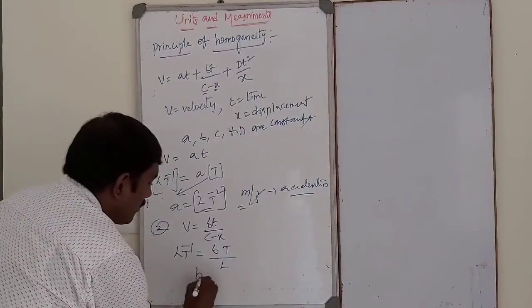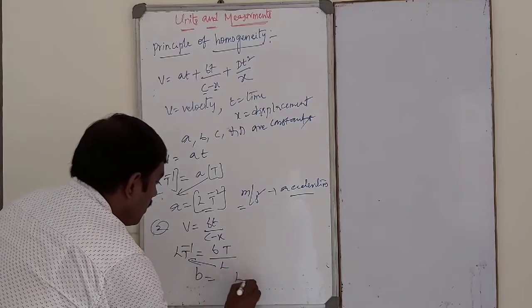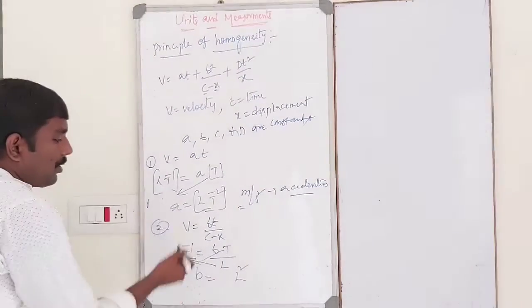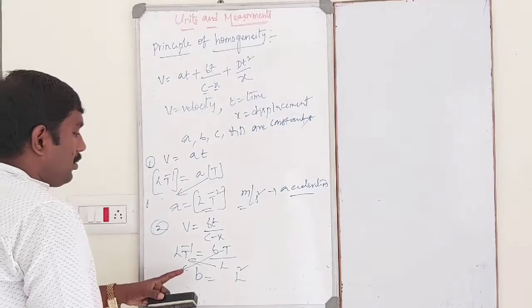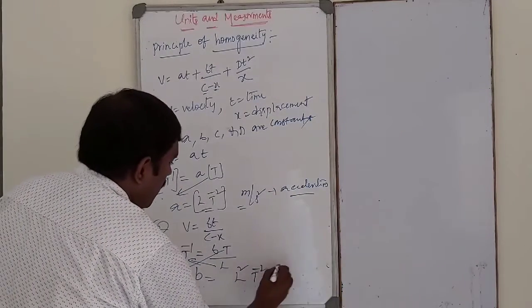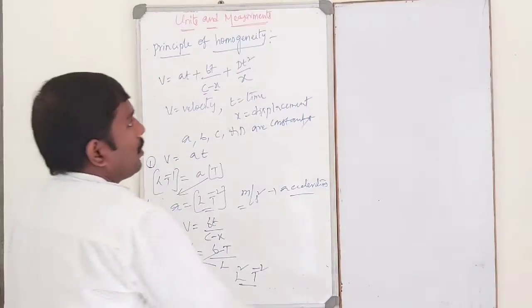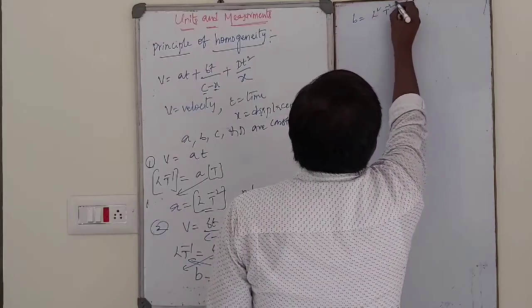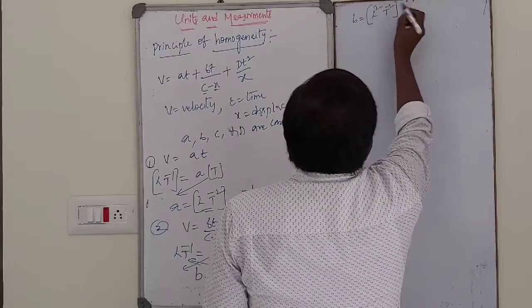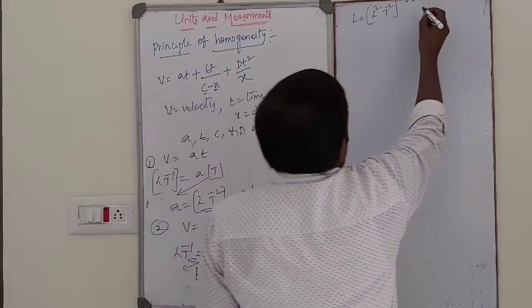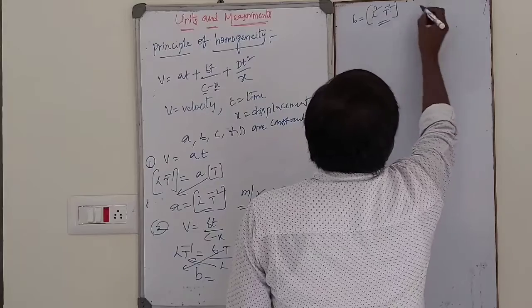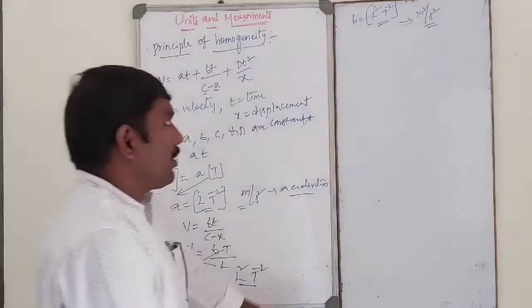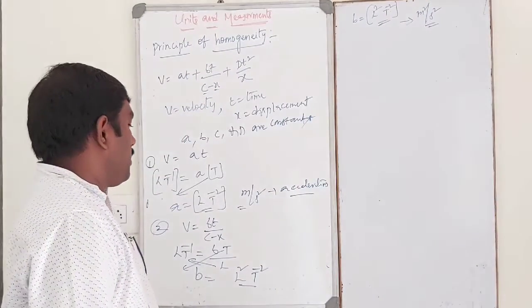On cross multiplication, b is equal to L^2, and T goes to the numerator again, so T^-2. This is the dimensional formula for b: L^2 T^-2. What is the SI unit of this dimensional formula? Meter square by second square. That is b, one of the constant terms.